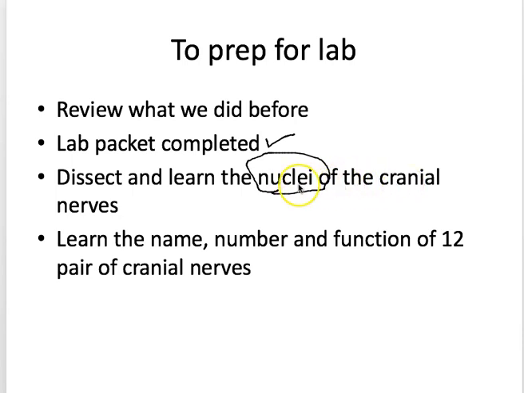Notice I said inside the brain. There's going to be a couple of sets of nuclei that are not found inside the brain, and that's important because that's what you're actually trying to learn here. You're going to learn the name, the number, and the function of the 12 pair of cranial nerves.